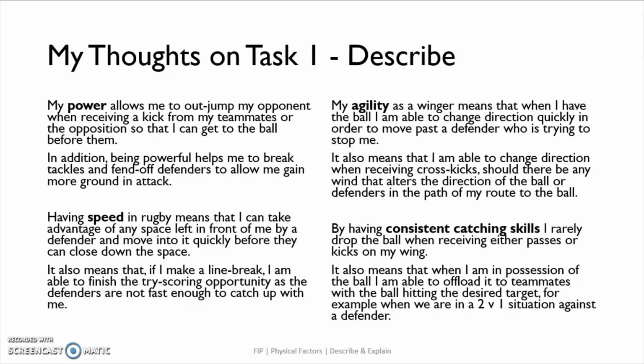It also means that if I make a line break, I am able to finish the try-scoring opportunity as the defenders are not fast enough to catch up with me. My agility as a winger means that when I have the ball, I am able to change direction quickly in order to move past the defender who is trying to stop me. It also means that I'm able to change direction when receiving cross kicks should there be any wind that alters the direction of the ball or defenders in the path of my route to the ball.